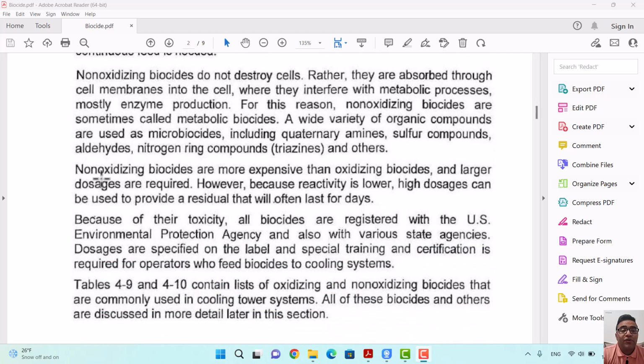Non-oxidizing biocides are more expensive than oxidizing biocides and larger dosages are required. However, because reactivity is lower, high dosage can be used to provide a residual that will often last for days.